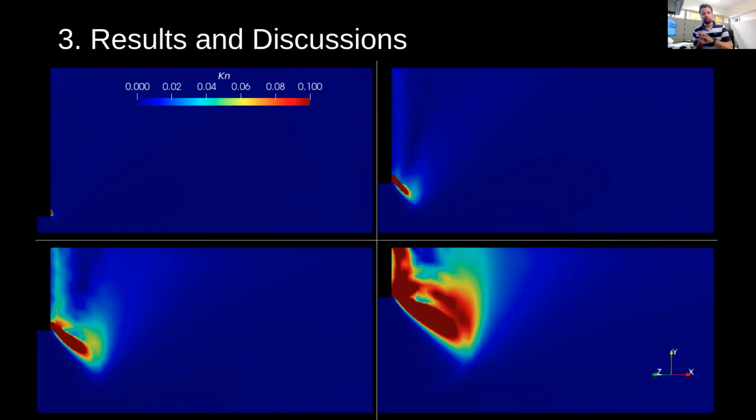This slide shows the local Knudsen number fields of the rocket plume for different lander altitudes. Considering a threshold of 0.1, there is a significant region in which the continuum model fails to predict the flow. Thus, a microscopic approach is necessary for the investigated conditions.